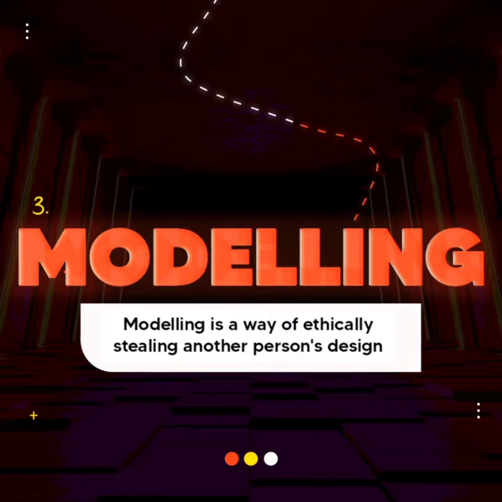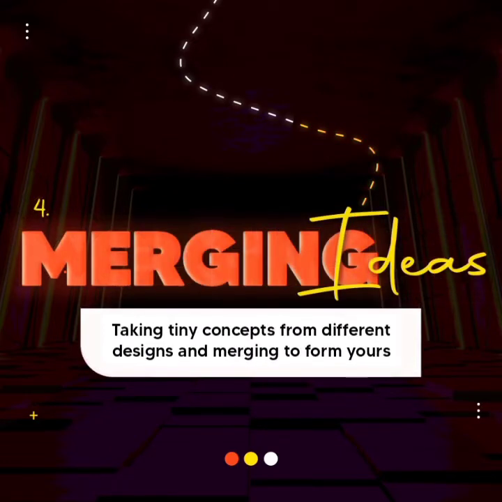And let's go to the fourth one, which is merging ideas. Now, this is one I love very well. Merging ideas simply means taking tiny concepts from different designs and then merging them together to create your own. So you look at the very first design, you take a concept from there, you look at the next one, take another concept from there, the fourth one, and on and on. And what do you do? You merge these concepts together and use them to form a hybrid design.